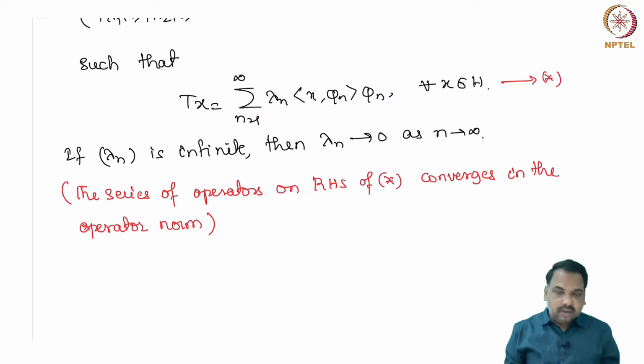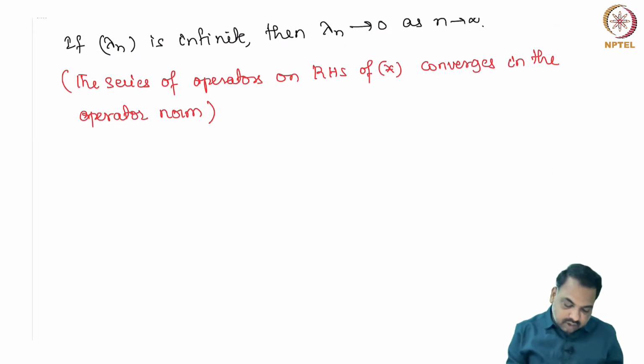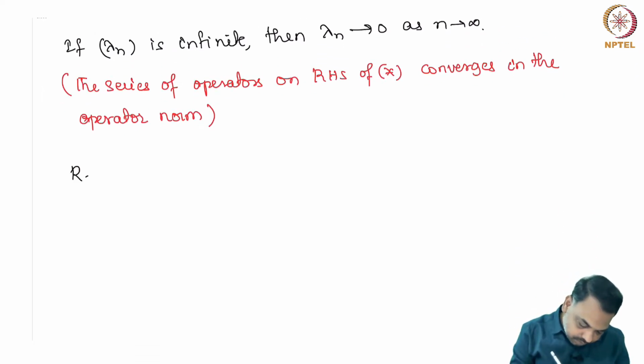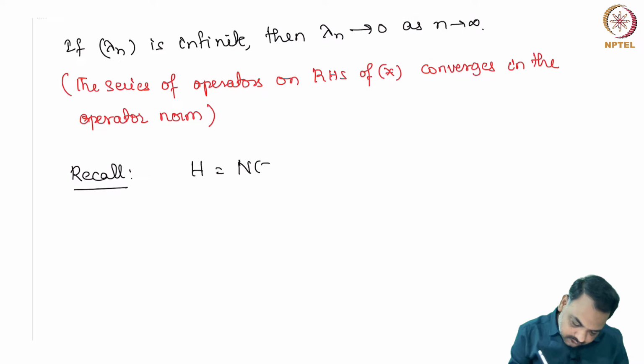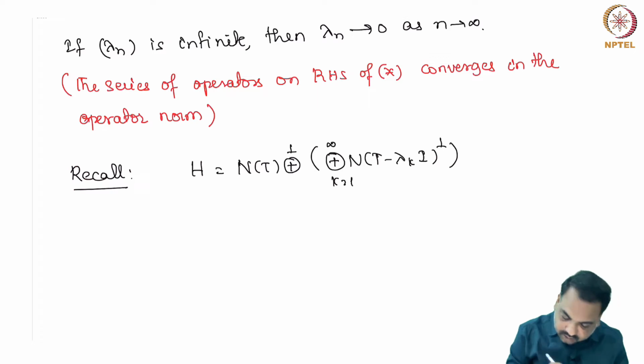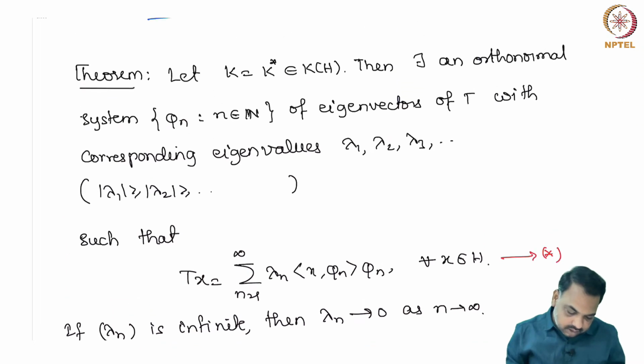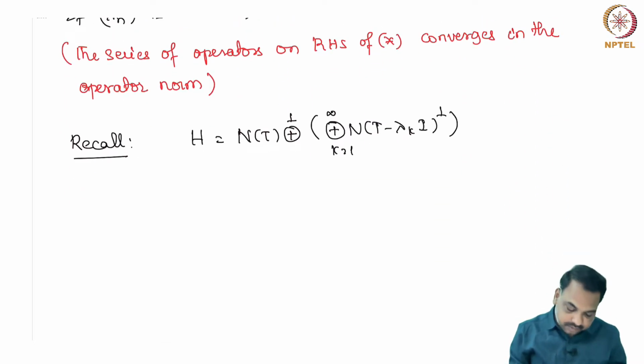Okay, now let us look at some more important properties. So we have seen that H can be represented as the null space of T, orthogonal direct sum with the null space of T minus lambda k I, for k equal to 1 to infinity. Now the same result we can write in a different way.